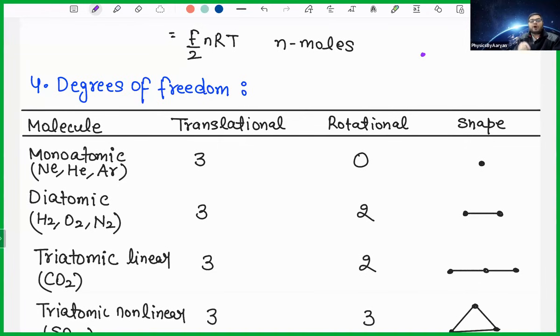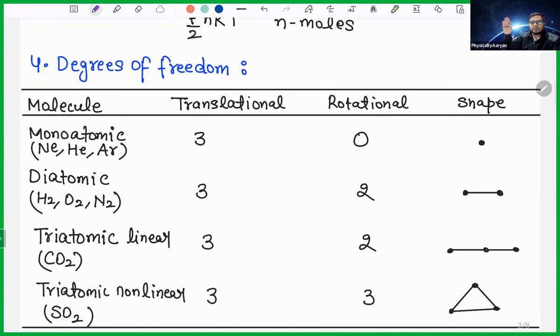There is no meaning of a point rotating. So that is why a point particle can only translate. It can translate in x, y, z. So there can be three translational degrees of freedom, because it can go in x, y, and z. So there are three degrees of freedom which are possible.